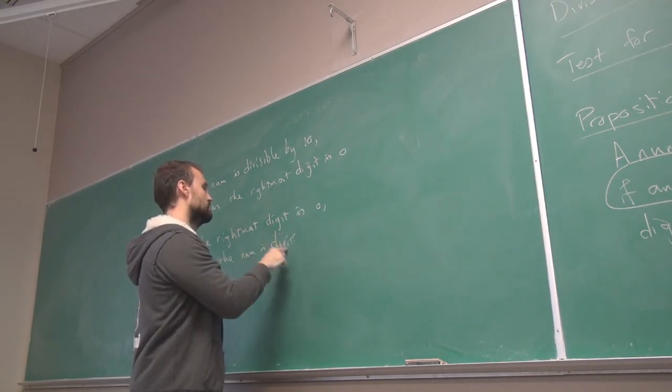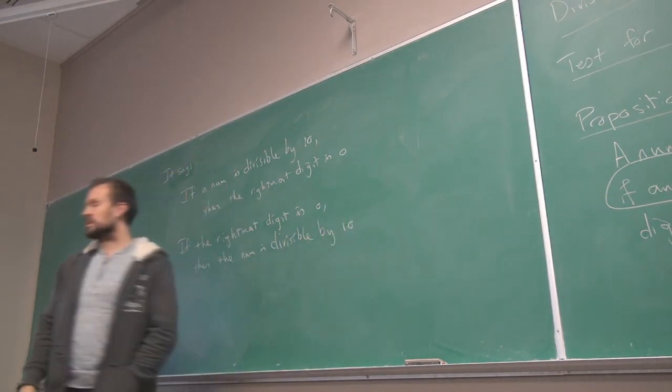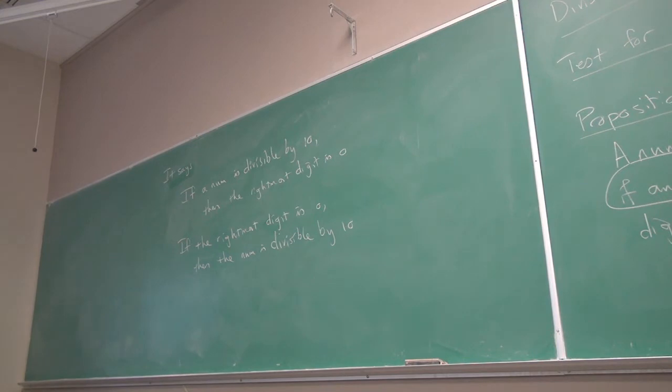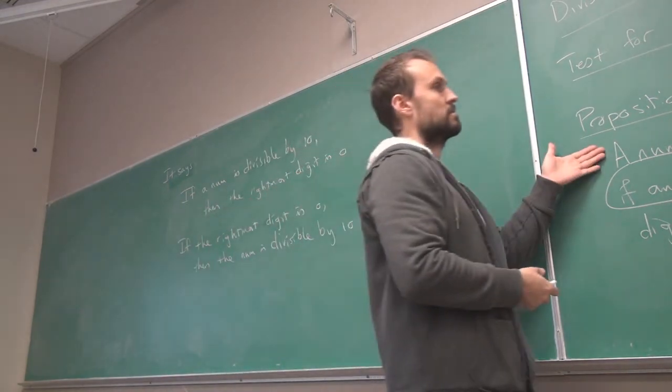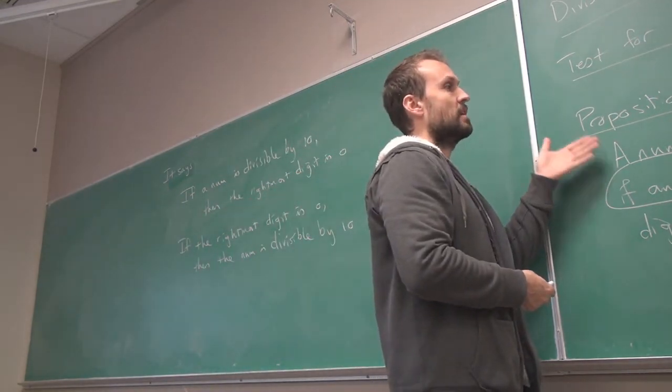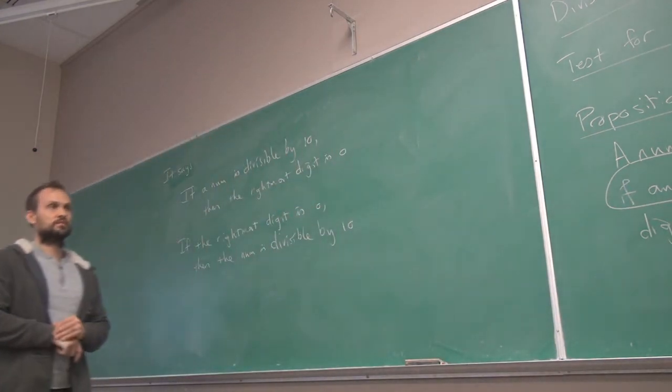Oh, can't write. Divisible by 10. So the if and only if means it goes both ways. If I have one piece, the other one follows, whichever one that may be. They're equivalent, they're the same. Talking about a number being divisible by 10 is the same as talking about the rightmost digit being 0.